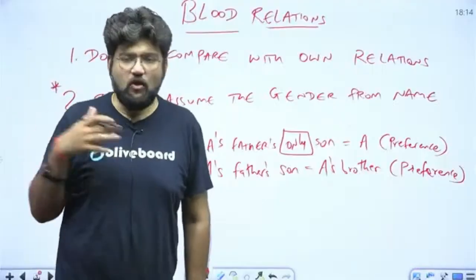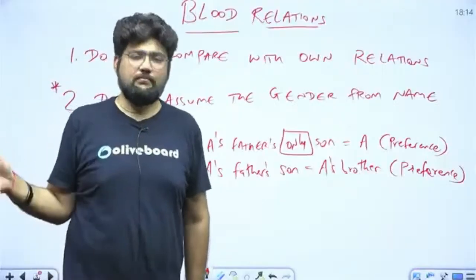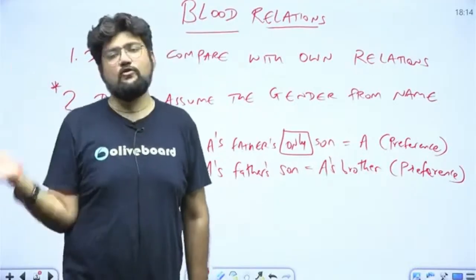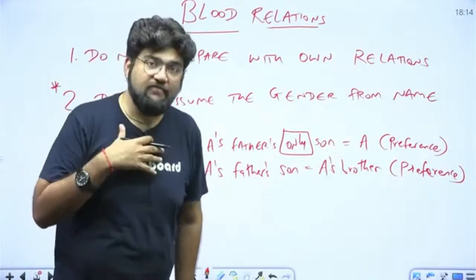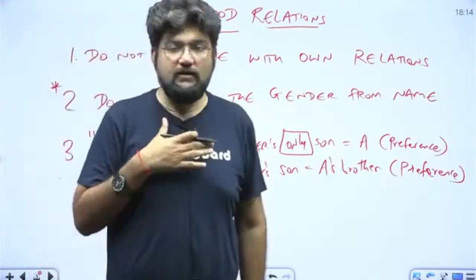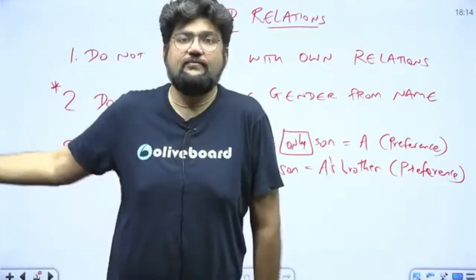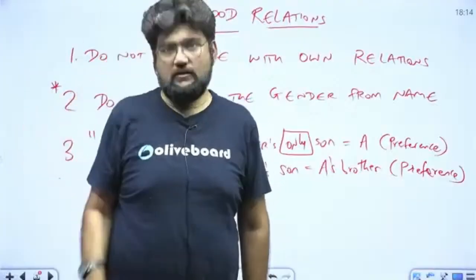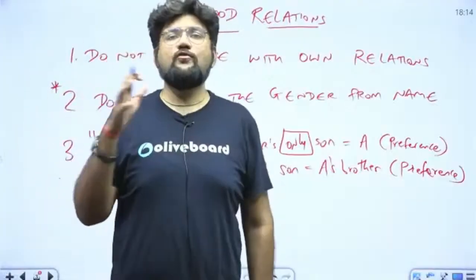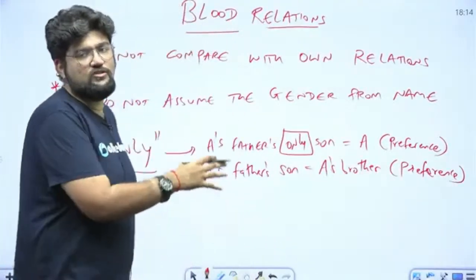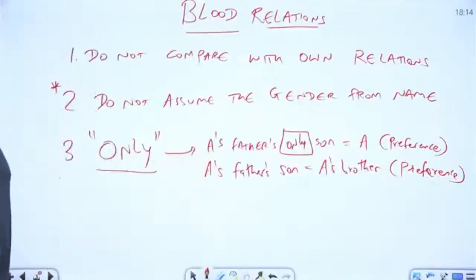My father's son will not be me first, it will be my brother. Priority while solving the question will be given to my brother. But if they are talking about my father's only son, then the priority will be given to me, because I am not sure whether I have siblings or not, according to the question. Till the time extra information is given in the question, this is how your assumption is going to look. So the word "only" has to be taken into consideration.